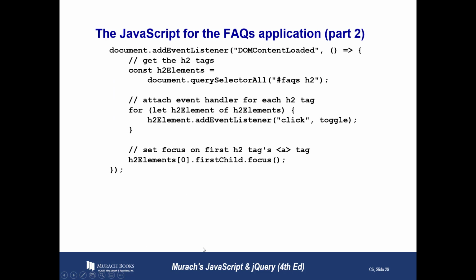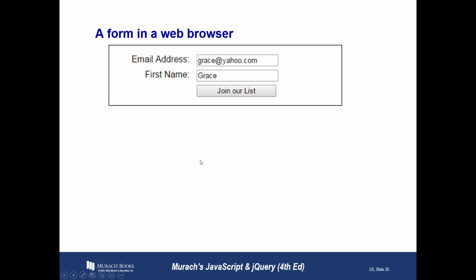So in here we're adding an event listener. When the DOM content has been loaded, what are we doing? We're telling it to select all the H2 tags. Then we're attaching an event handler for each one, which says when you click on it, toggle it, meaning if it was turned on, turn it off. If it was off, turn it on. And then we set the focus to the first one. That's it. Now, when you think about it that way, at least in my humble opinion, it makes some sense.